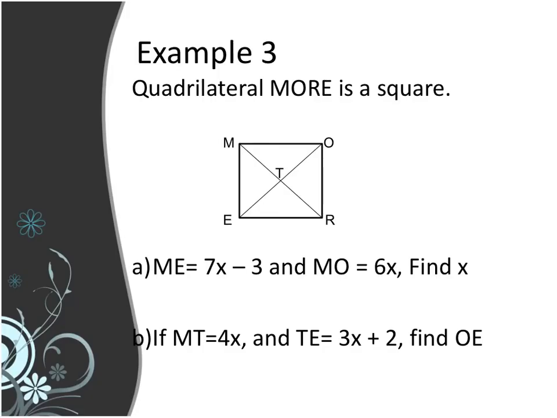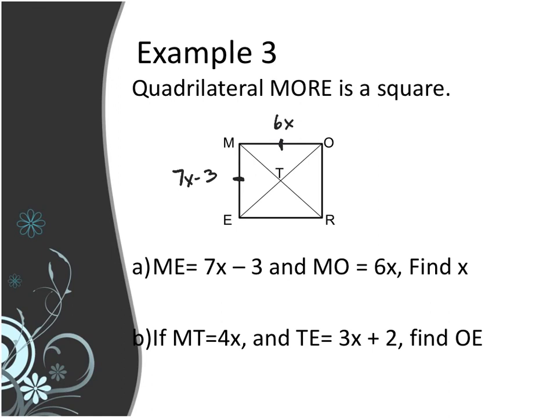Okay, this is a square. So it gets everything that's true about a rhombus. It gets everything that's true about a rectangle. It gets everything that's true about a parallelogram, which is a lot of things to draw in there. So I'm just going to take a look real quick and see what they want to know. They want to find ME, that's this one over here. I know it's a square, and MO. All the sides are congruent, so I just mark those two as congruent. This is 7x minus 3. This is 6x. They want me to find x. Talk to me about that.